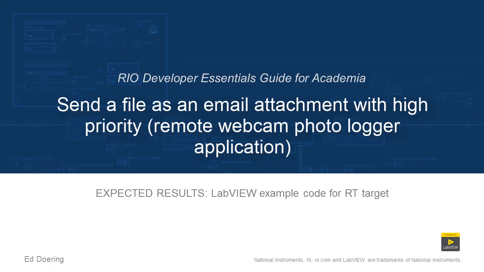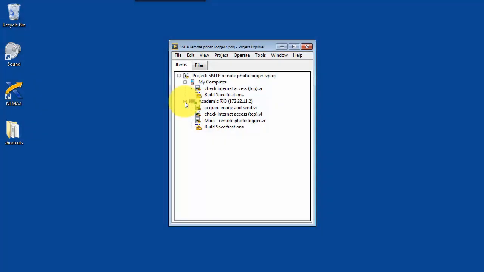Now I'd like to show you how to set up and use the SMTP Remote Photo Logger application. Begin by opening the Acquire Image and Send VI.